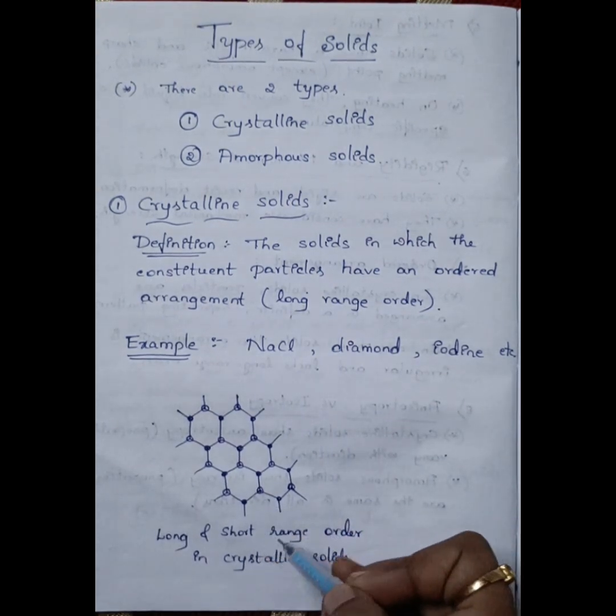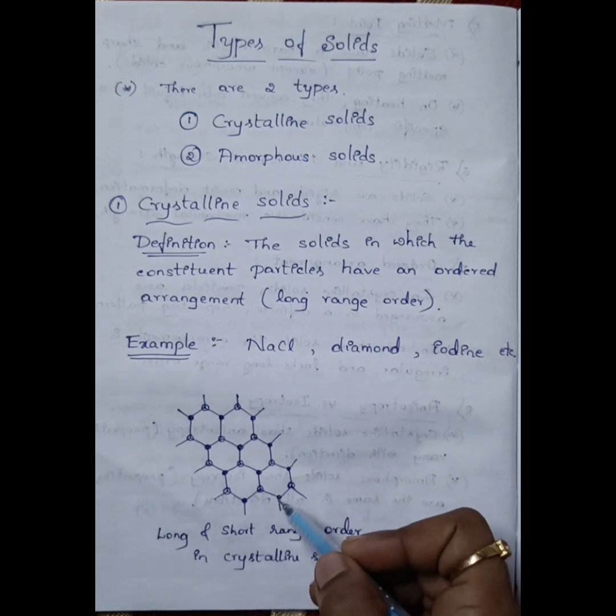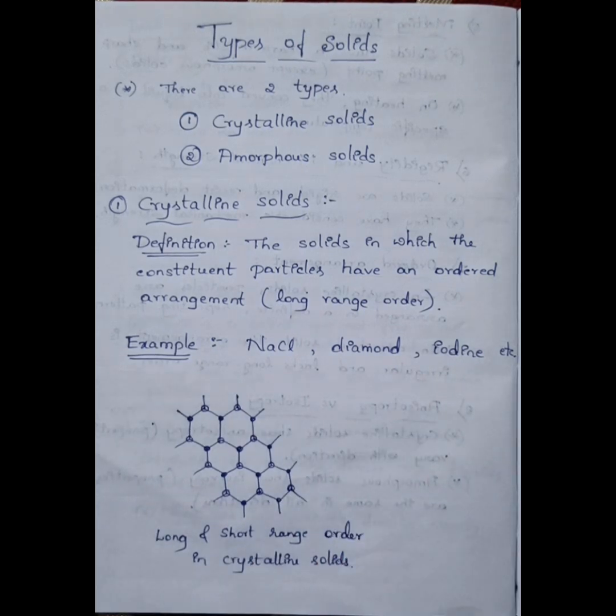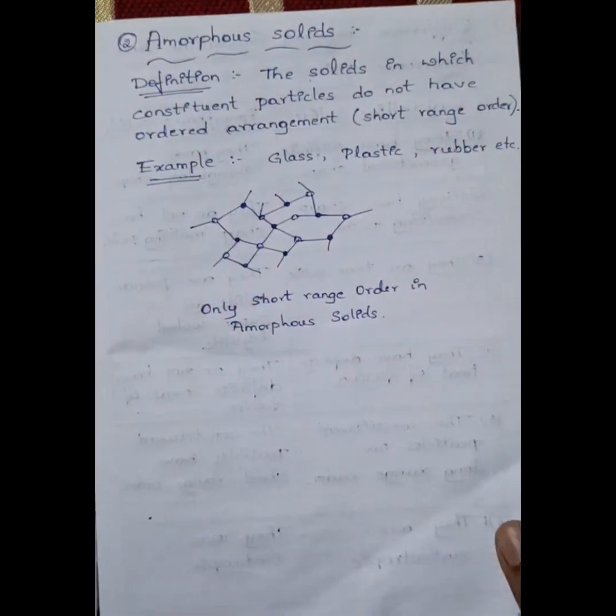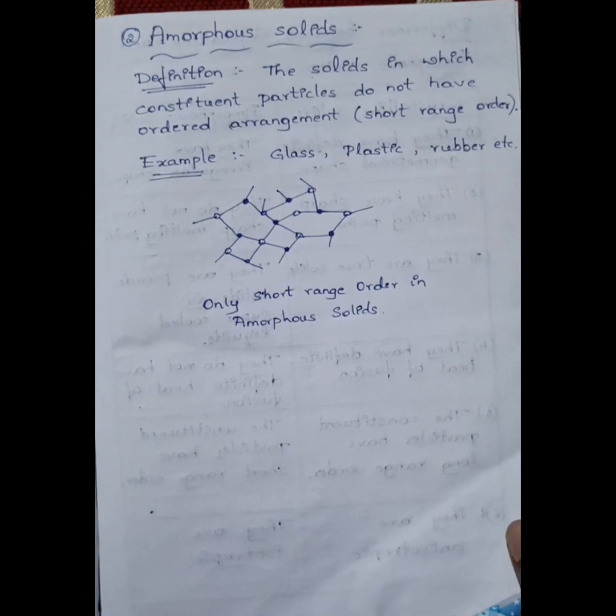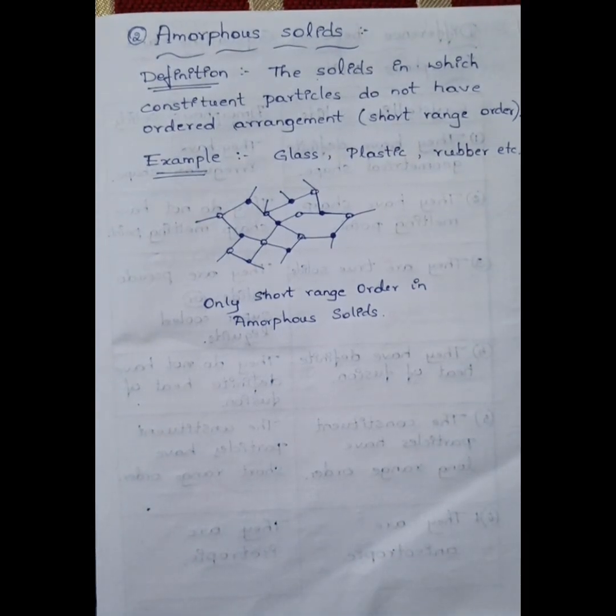So this is the long and short range order which is seen in crystalline solids. This kind of orderly arrangement will be seen in crystalline solids. Next, let us discuss the second type, amorphous solids.